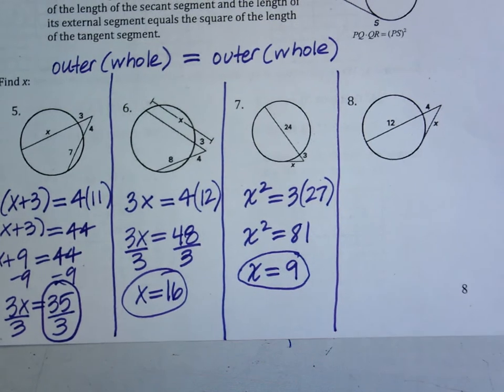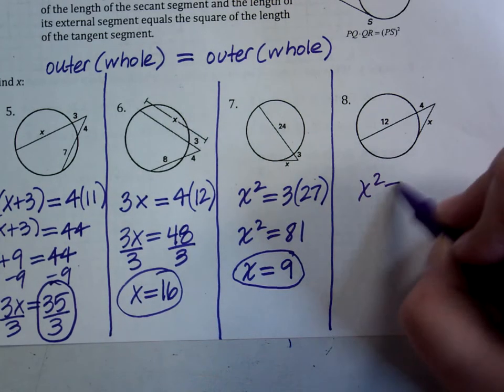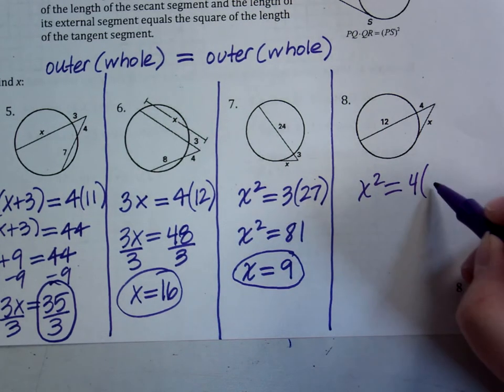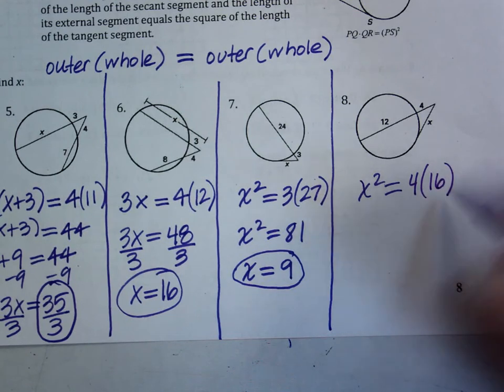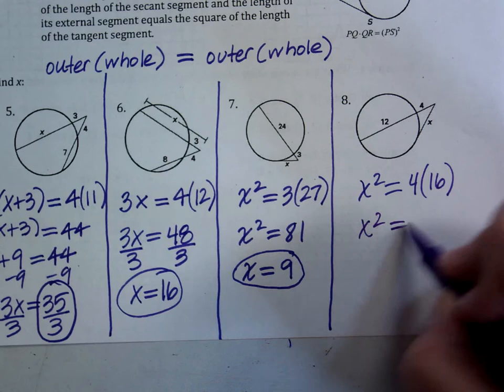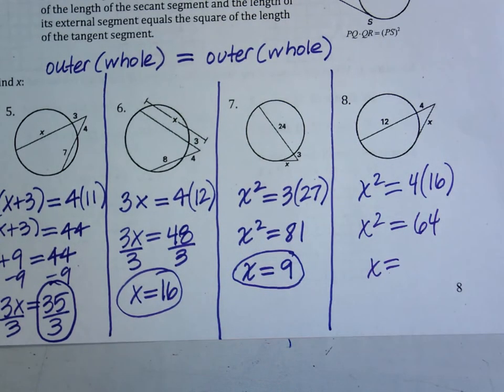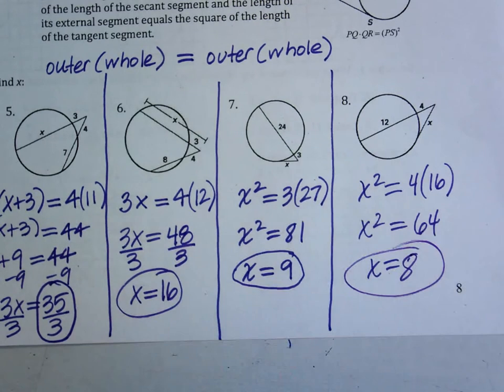All right, last but not least, tell me how to set this one up. Starting with the x. X squared equals 4 times 12. X squared equals... So what's x going to equal? 8. You are perfect. Ta-da! Good job. Say bye, everybody.